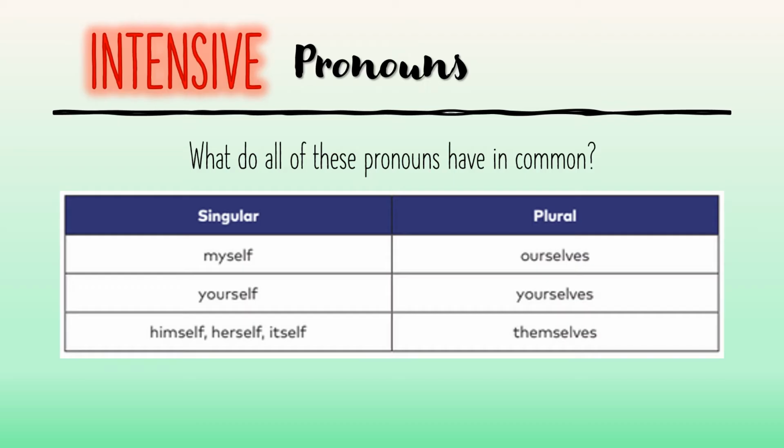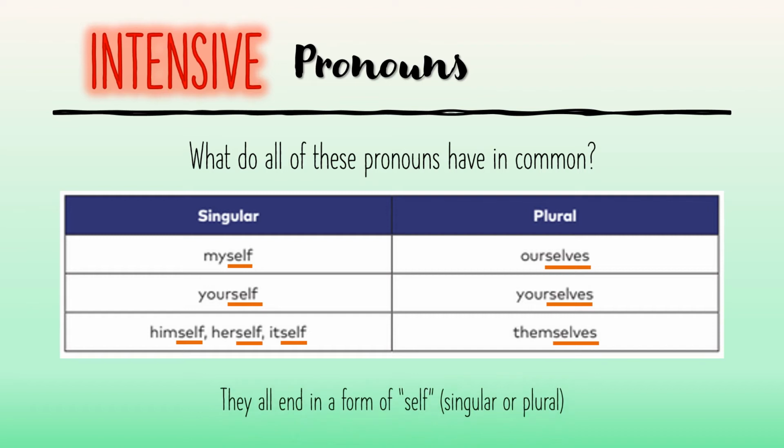So with intensive pronouns, we're going to start by taking a look at several of these pronouns. And I want you to think about, what do all of these pronouns have in common? So for singular pronouns, we have myself, yourself, himself, herself, itself, and their plural equivalents of ourselves, yourselves, and themselves. This should be fairly easy to see. All of these pronouns end in a form of the word self, either the singular version self or the plural version selves. This is important to know because intensive pronouns are often these sorts of pronouns that end in either self or selves.